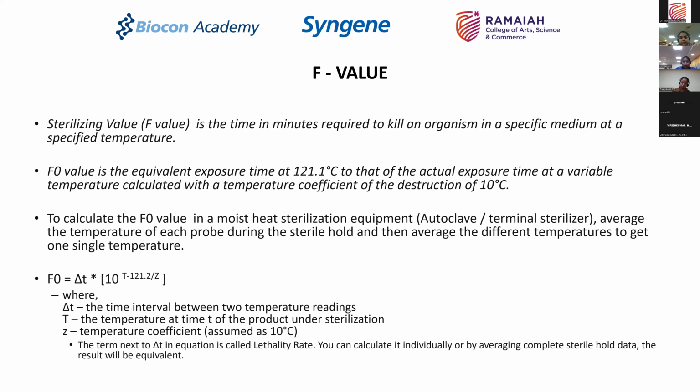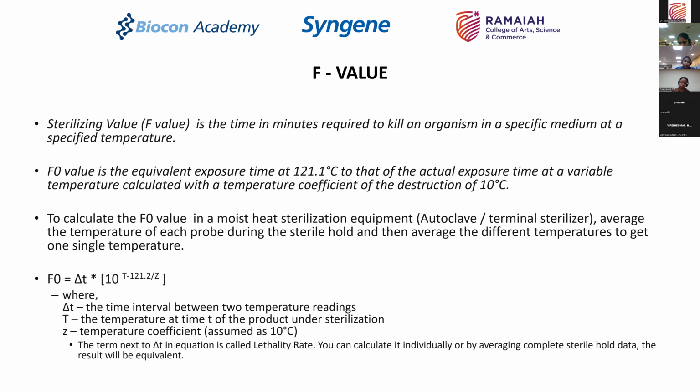Where it is the time, which you measure in minutes, required to kill an organism in a specific medium. Why is it a specific medium? Because you have a particular media in which that organism is exposed. You are trying to kill it in that specific media, and for that specific media, there will be a particular time. If the media is changed, then the time will also change. So you have to define the specific media. You have to define the time in minutes, and at a specified temperature, the time required to kill an organism is called an F value.